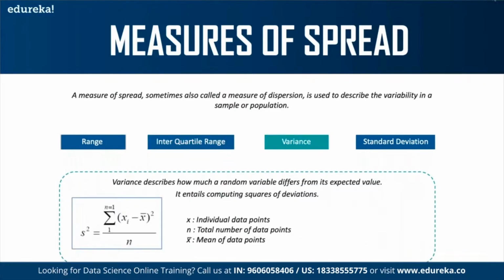Then we have variance. Variance focuses on how the entire data is spread, how frequently it deviates from its expected value. Here we can define this by a simple component: we take the individual data points, divide by the total number of data points, and get the mean out of it. Then we simply calculate the mean of the given data points.